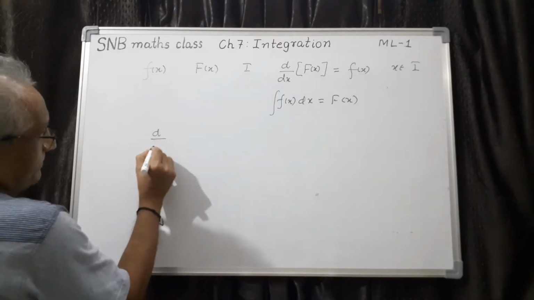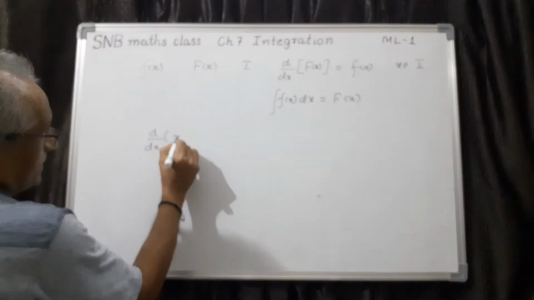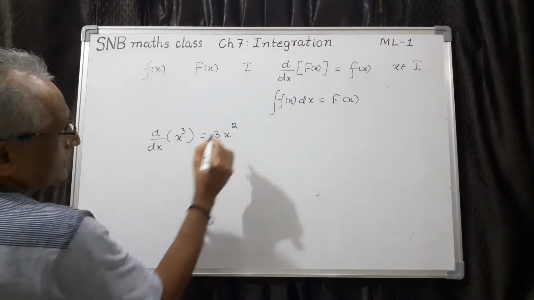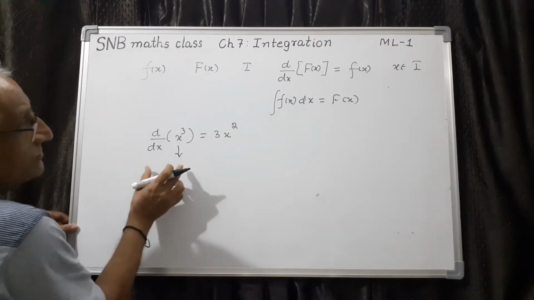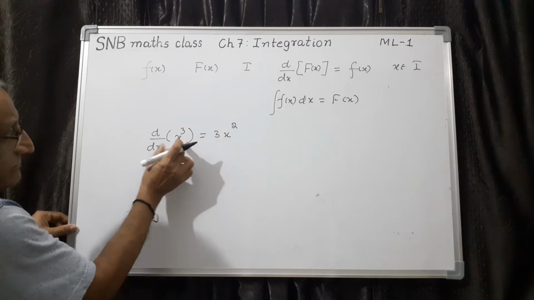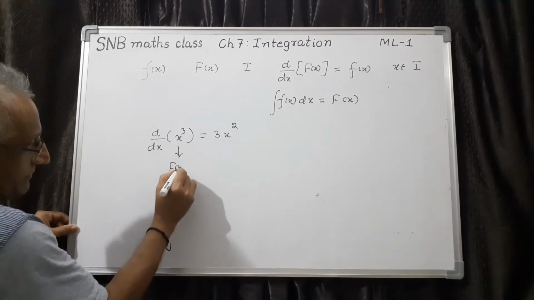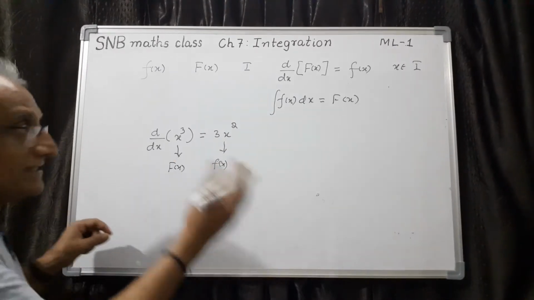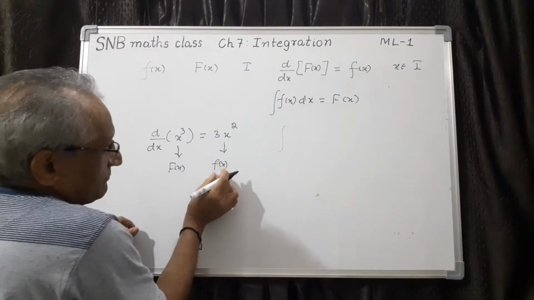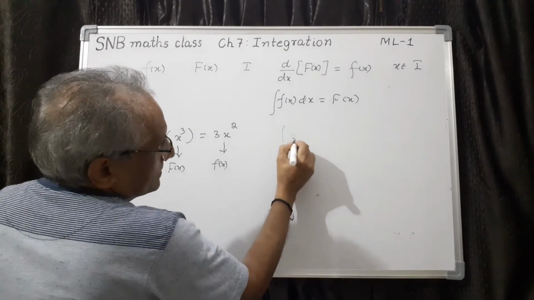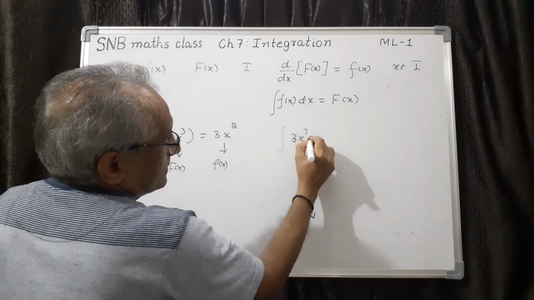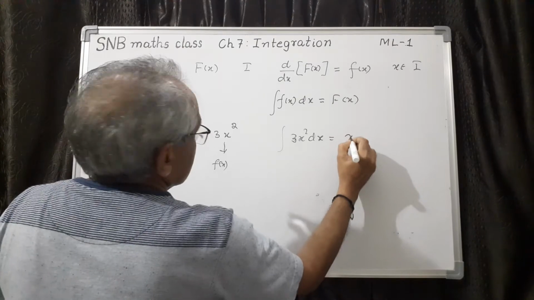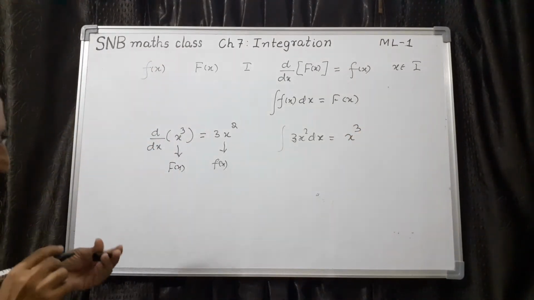Now let me give a few examples. For example, d by dx of x cube is 3x square. Always remember this way: the function which you are differentiating is capital F of x, and the function which you get is small f of x. So in the integration, it is small f of x that I have to write. So the integration of 3x square dx equals x cube. This is the understanding.